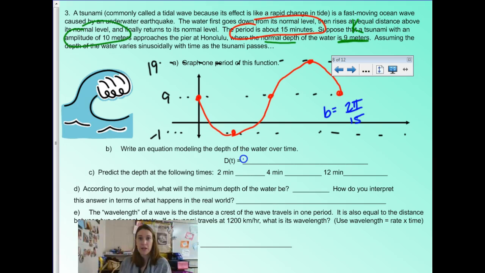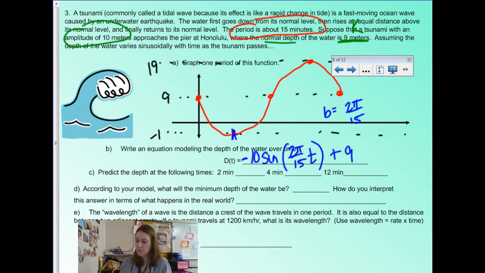So amplitude is 10, however it is reflected. So -10 because of the shape. Let's call it a sinusoidal graph. Now, if you really wanted to call it cosine, you could have. You just would have had to figure out what this point is right here. But let's not do that. The b value is 2 pi over 15. They want me to use t. If you want to change that to an x, that's fine. And then our midline is plus 9.